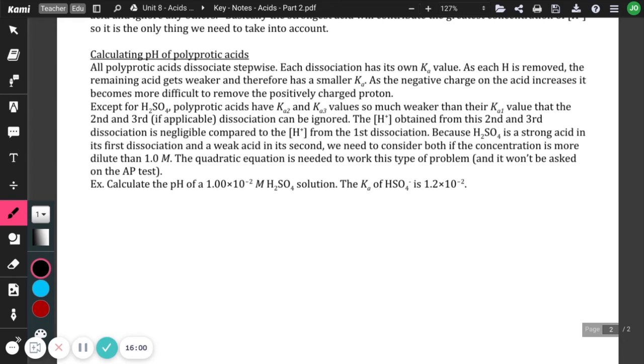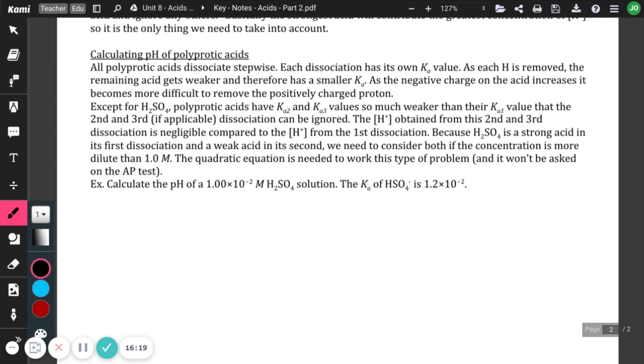Again, the exception to that is sulfuric acid. Why? Because it is a strong acid. So we do need to take into account both the strong acid part of it and then the weak acid when it is dissociating. All right. Now, this is going to be a little bit of both.